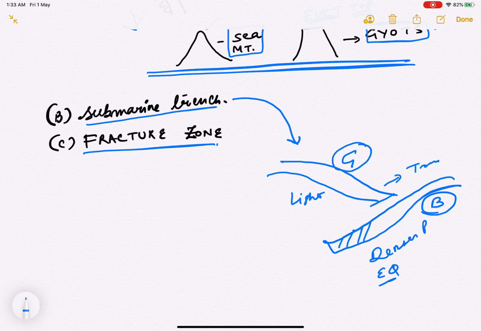Next, we have the fracture zone. Now, what is this fracture zone? The fracture zone is nothing but a fault which is formed within the ridge. Now, remember that fracture zones are devoid of volcanic eruption, but in submarine trenches there are volcanic eruptions. In a submarine trench you find earthquakes as well as volcanic eruptions, but in the fracture zone you do not find such a thing. It means you find a divergence between the ridges, but an absence of volcanic eruption.